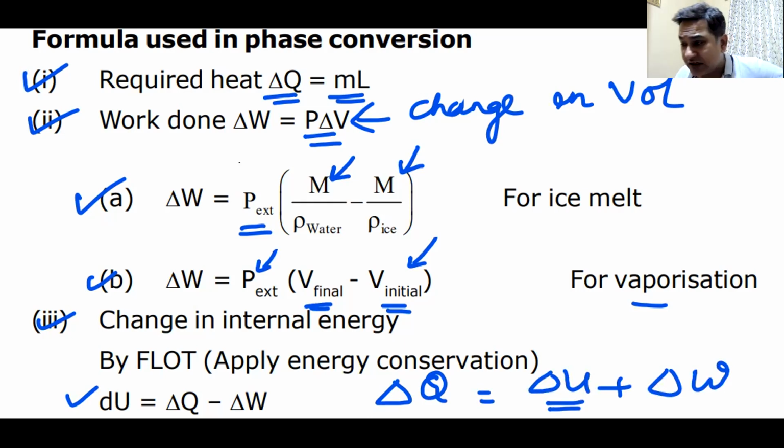So from here, you can find the value of delta U. Delta U is the change in internal energy. That will be equal to delta Q, heat, minus delta W, which is work done. I'll give you a minute to note this down. They might not give you a numerical on this, but they might ask you the formula, and that is why it is there in your sheet.